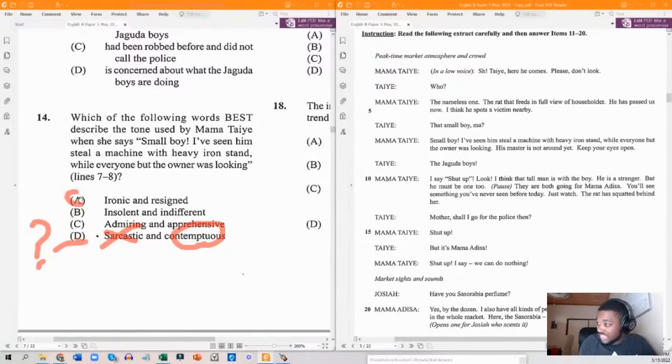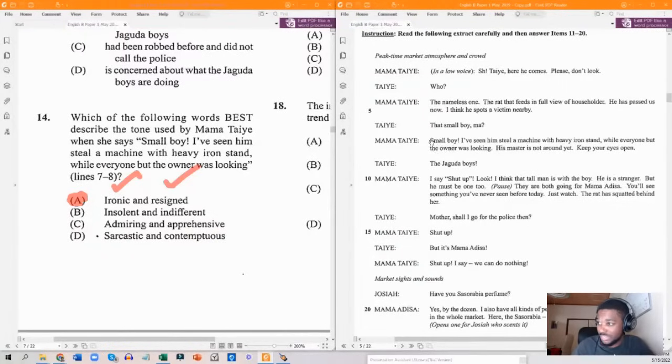No, my answer is actually A. And I'm going to tell you why. We see irony. We see resignation. So I said this is a tricky question because D jumps out as the correct answer, but you have to look even more deeply. So where's the irony in the tone?